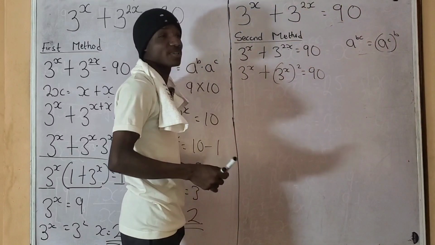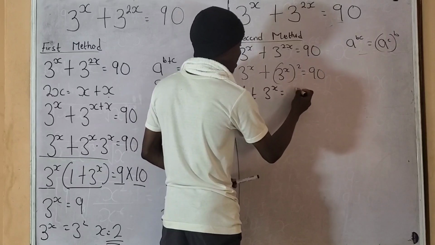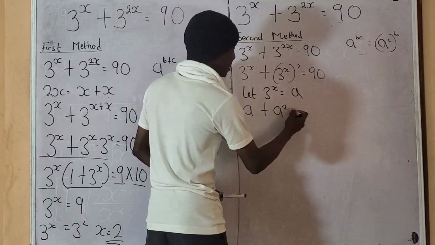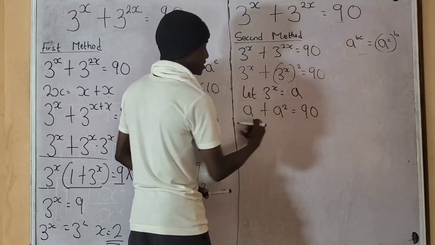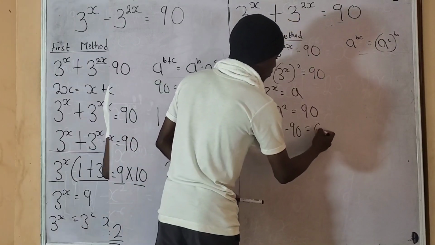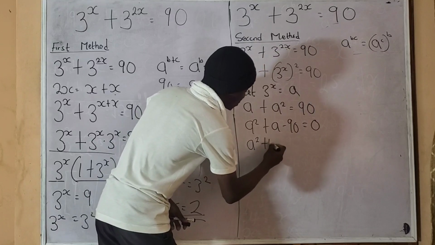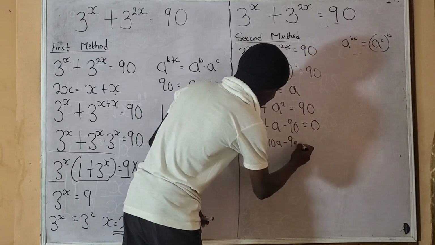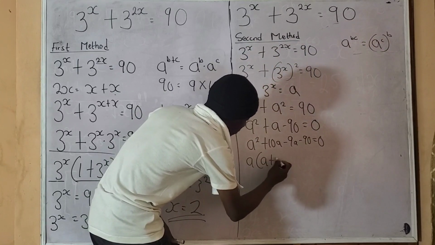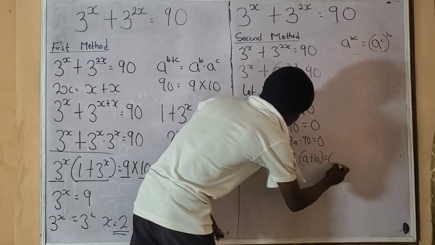Okay, the next step is that we let 3 raised to the power of x equal any letter, maybe a. So I'm going to have a plus a squared equals 90. Okay, take this 90 to the other side. I'm going to have a squared plus a minus 90 equals 0. Okay, for this we are going to have a raised to the power of 2, right, plus 10a minus 9a minus 90 equals 0. Okay, a multiplied by a plus 10, right, minus 9 multiplied by a plus 10. This will equal 0.